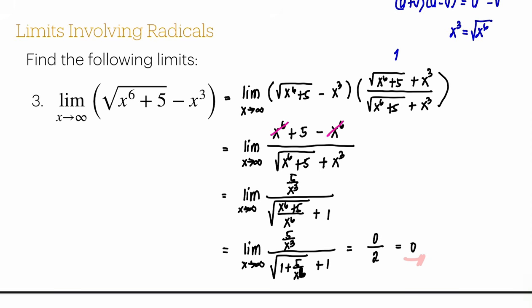So if there is no fraction involved and there are radicals and x is approaching infinity, we have to perform the rationalizing by multiplying with a conjugate binomial.